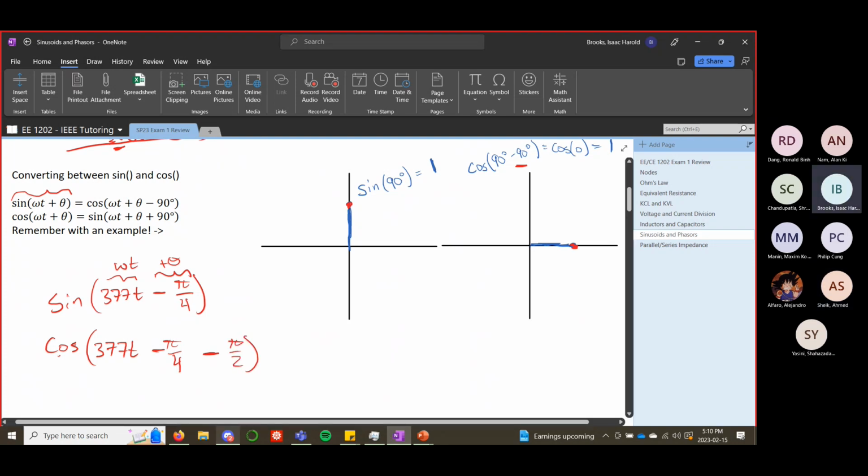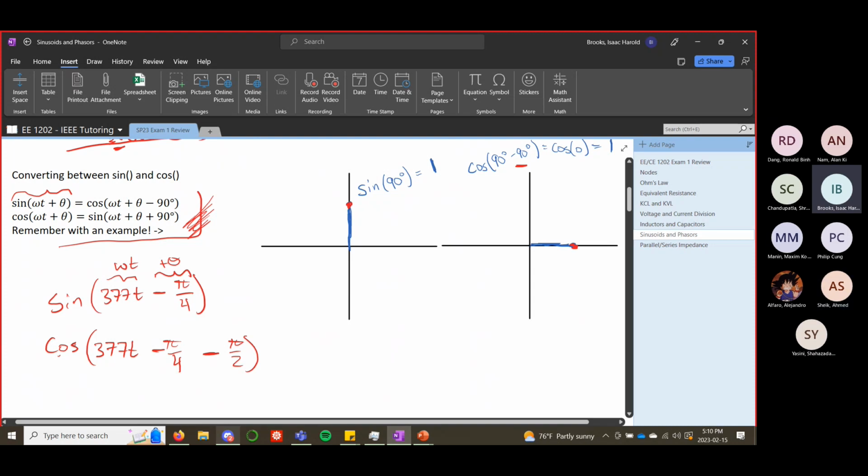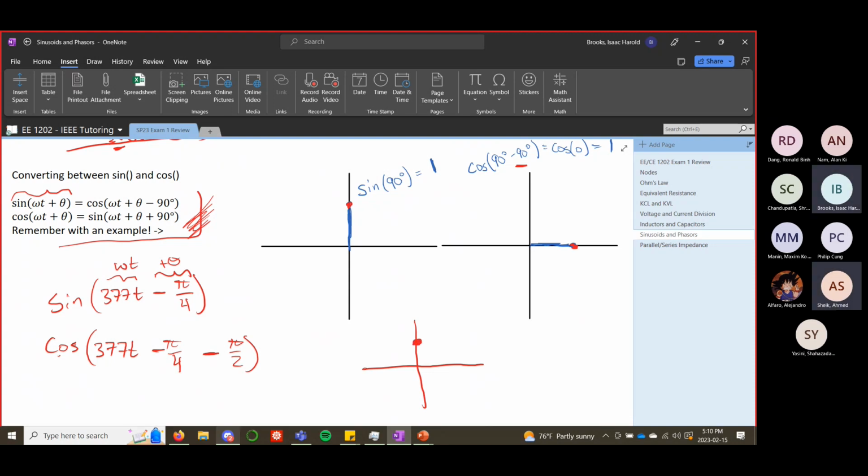Say we don't have these equations in front of us right now. How I would try to remember this is, okay, say that my sine had no phase shift, and it was right here, at pi over 2. I know that the sine of pi over 2 is equal to the cosine of 0. So I can take my argument of the sine function and subtract pi over 2 to get the argument of my cosine function. That's how I go through it, yeah?